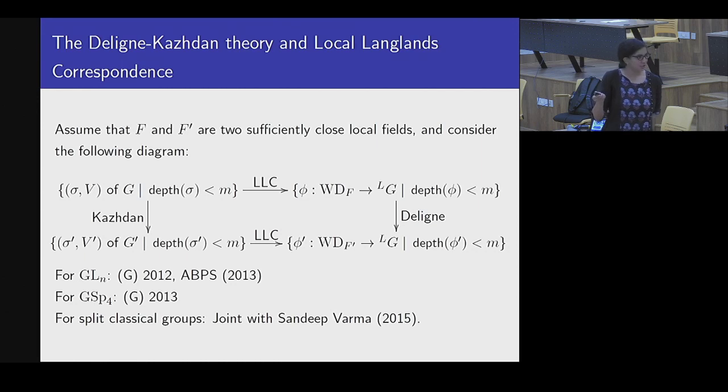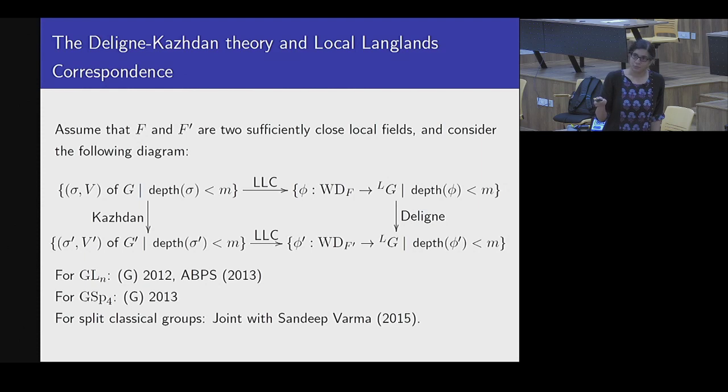So you start with a representation of G of F in positive characteristic with depth less than M. Kazhdan will give you a representation in characteristic 0. Take its image under the local Langlands correspondence and pull it back up via the Deligne isomorphism. This will allow you to define this map in positive characteristic via the theory in characteristic 0, and one can prove that it has all the required properties, meaning it preserves the L and epsilon factors of pairs, and it is the unique map that is characterized by this property. And for split classical groups, this was joint work with Sandeep Verma.